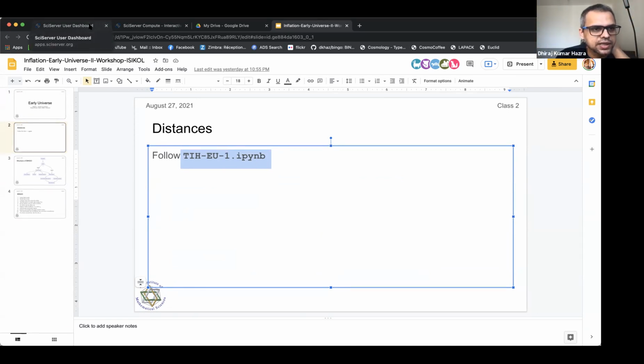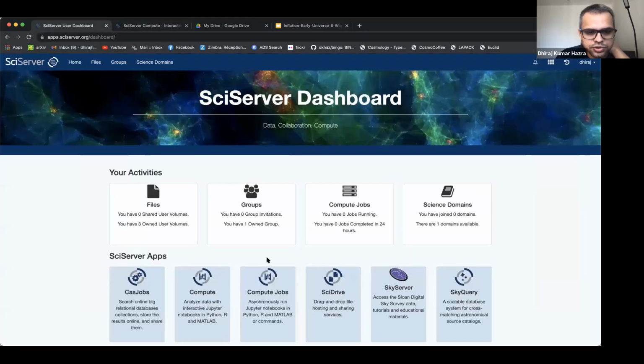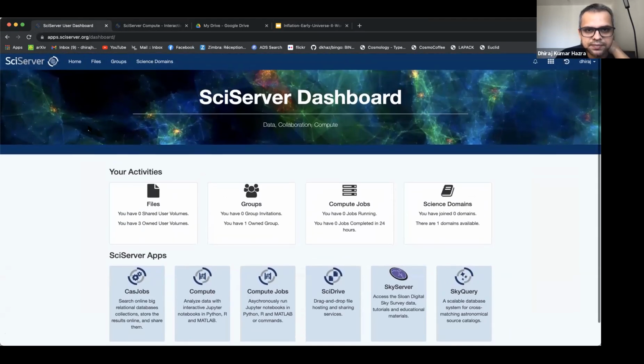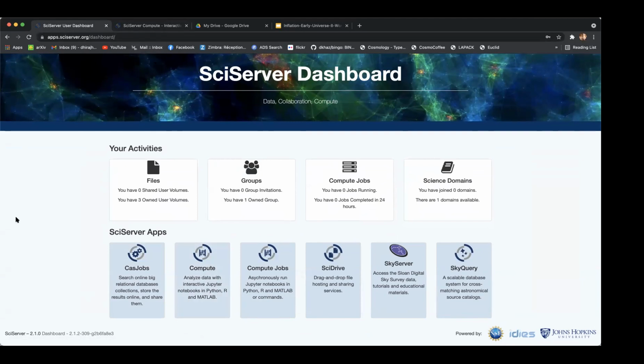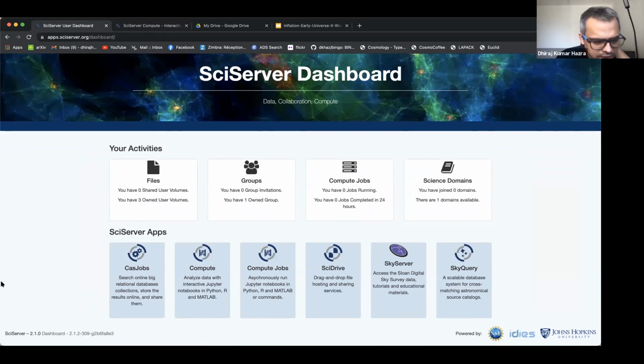Some of you mentioned to me, I think Ornum mentioned, that it is difficult to copy the files from the SciServer dashboard. If you are able to see my screen, I am in the SciServer dashboard. What you have to do is click on Compute, the one that I am circling. Unfortunately the laser pointer is not coming, but I hope that you are able to see the Compute. All of you, I guess, have registered and joined SciServer, and then you go to the dashboard and click on Compute.